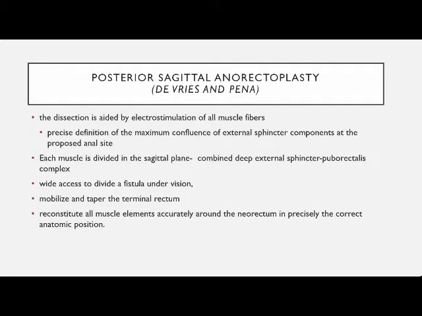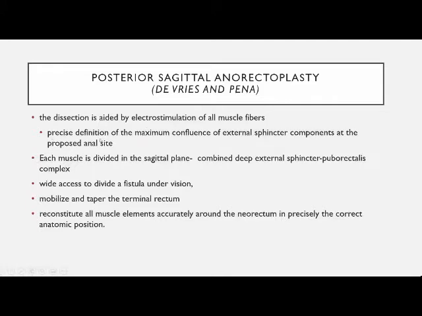In 1980, there was a new concept, where De Vries and Peña felt that there was too much emphasis placed on the value of the puborectalis for continence, and they shifted the focus towards the sphincter muscle complex. In this, they described the posterior sagittal anorectoplasty with this concept. The dissection is aided by electrostimulation of all the muscle fibers involved in the sphincter muscle complex.